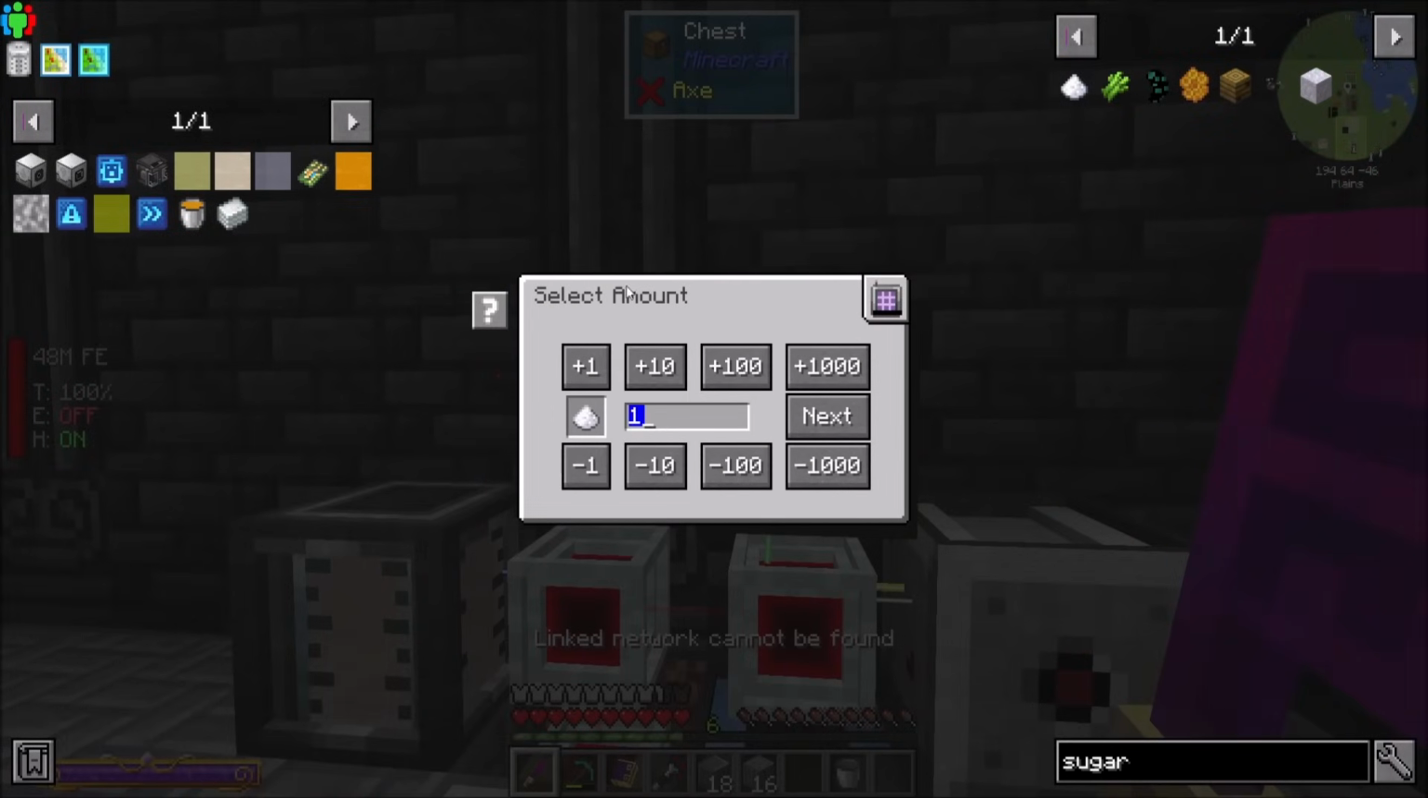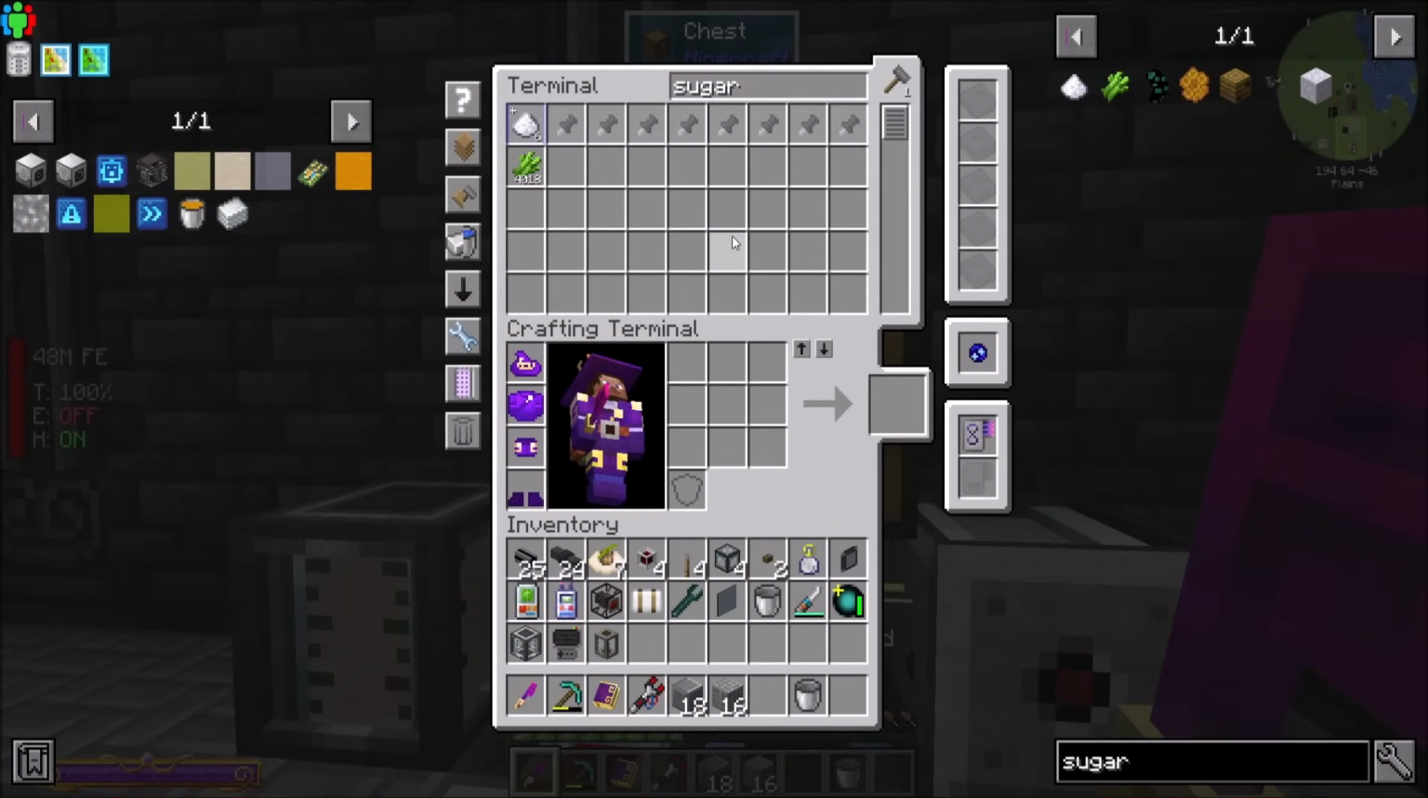I'm just going to throw a bunch of sugar in there. I don't know why I auto-crafted that. It would probably be easier just to do it manually, but whatever. I have to run my AE stuff over here, but at some point I'll do that. But this seems cool to me.